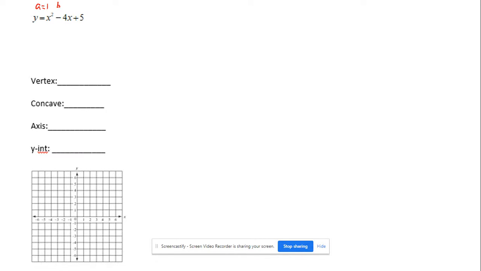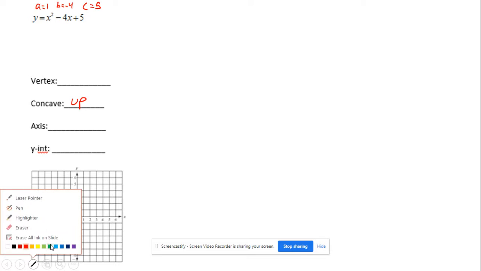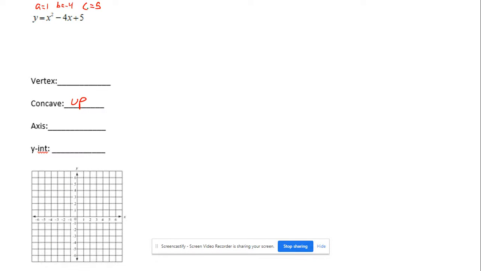A is 1, B is negative 4, and C is 5. Now, why is that helpful? Well, it's going to help me plug things into the formula and help me answer some questions. Since A is positive, since 1 is positive, the number in front of x squared, that means I'm concave up. Since C is 5, the constant at the end, that means my y-intercept is the point (0, 5).